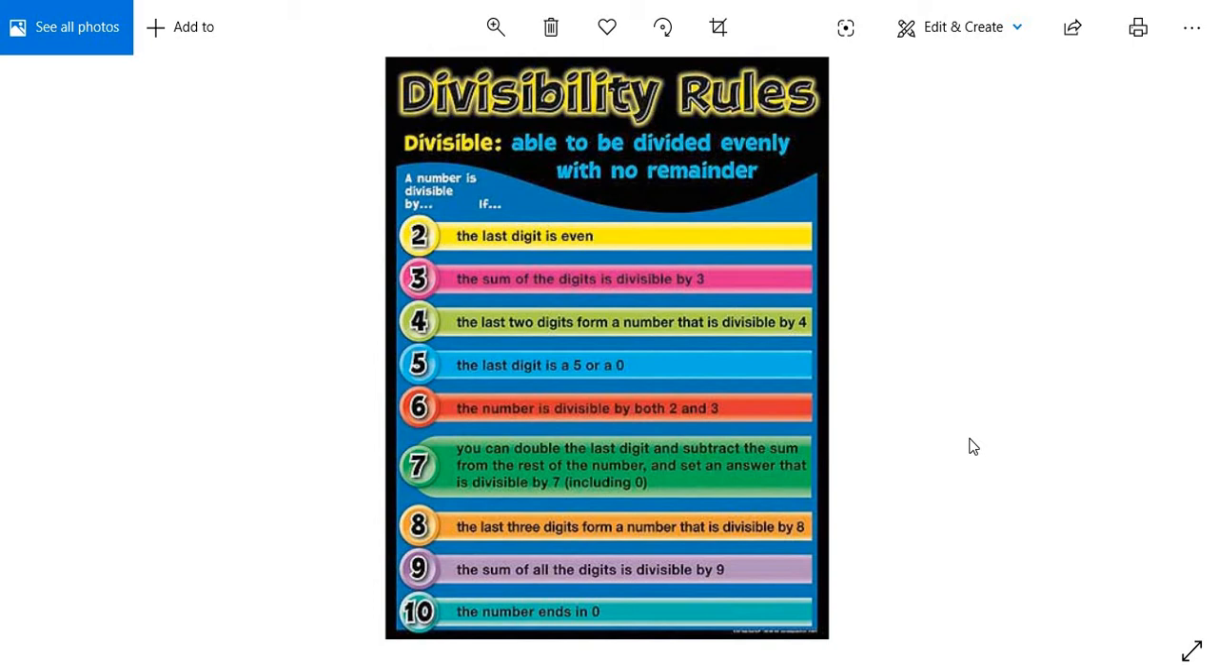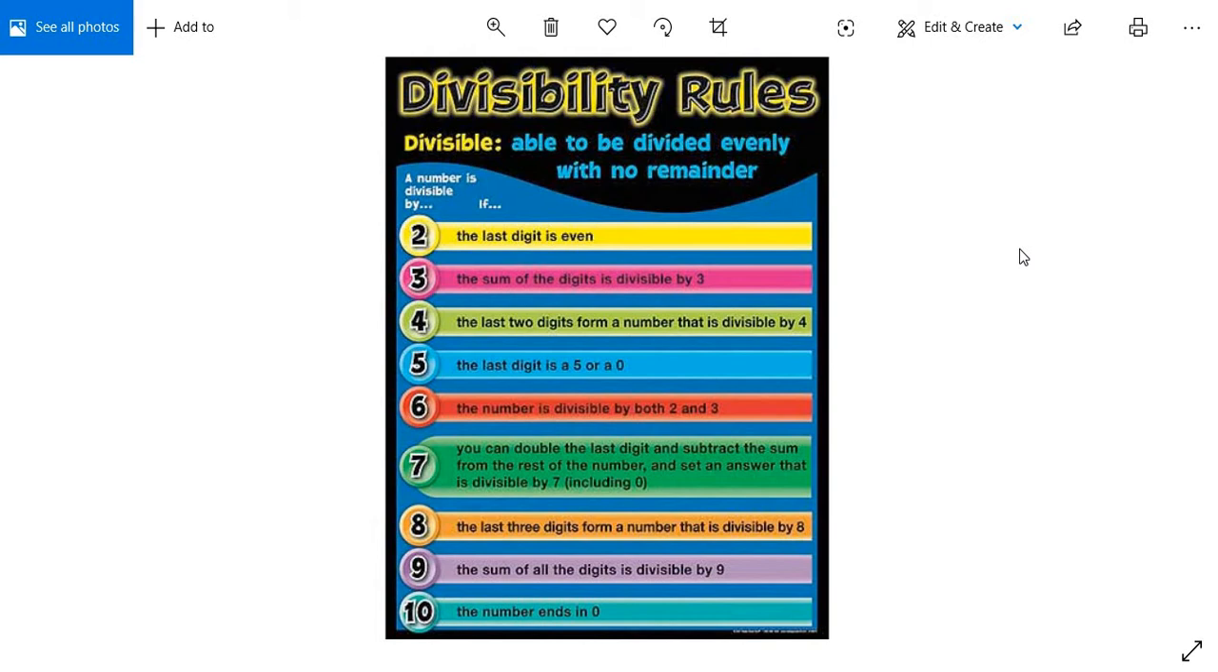So, these are the divisibility rules: numbers divisible from 2 up to 10. Now, why is this important? It's because you need to memorize this, because you can use it later in your fractions, when you simplify a fraction. And if you are familiar with this, you can easily tell if a number is prime or composite.